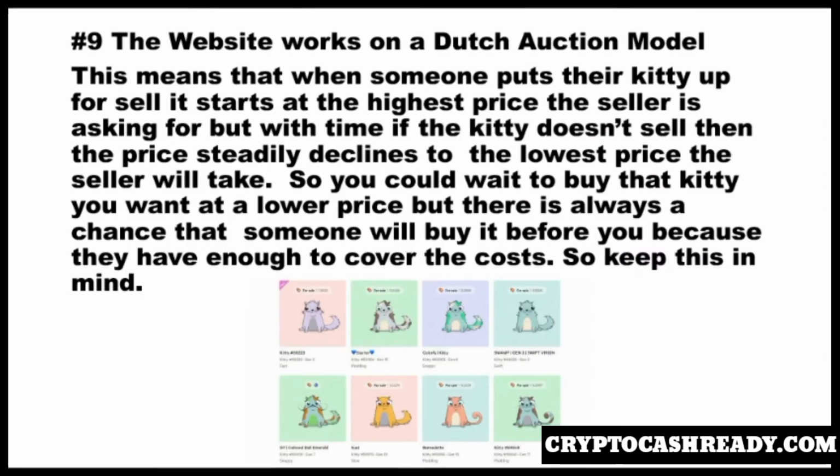Number 9. The website works on a Dutch auction model. This means that when someone puts their kitty up for sale, it starts at the highest price the seller is asking for, but with time if the kitty doesn't sell, then the price steadily declines to the lowest price the seller will take. So you can wait to buy that kitty you want at a lower price, but there's always a chance that someone will buy it before you because they have enough to cover the cost. So keep this in mind.